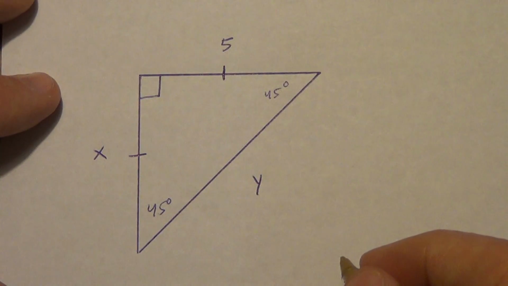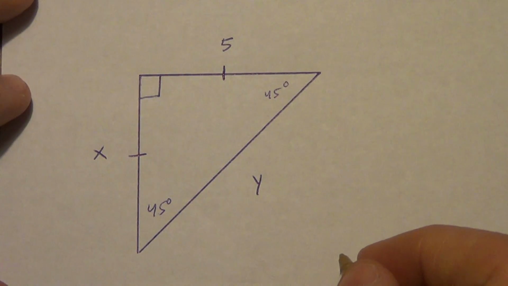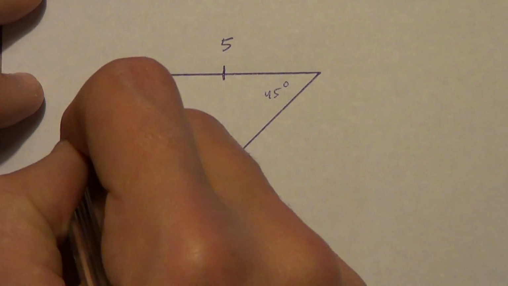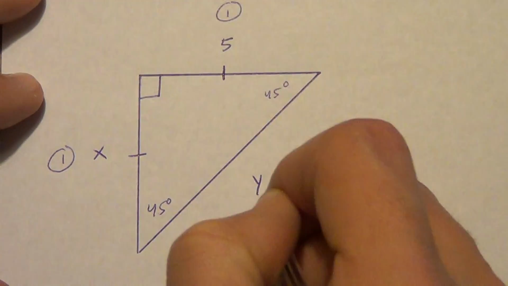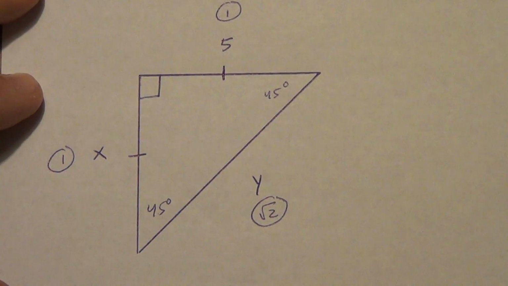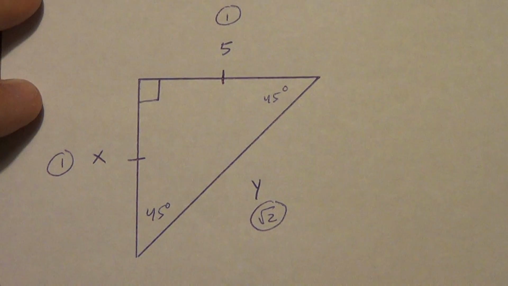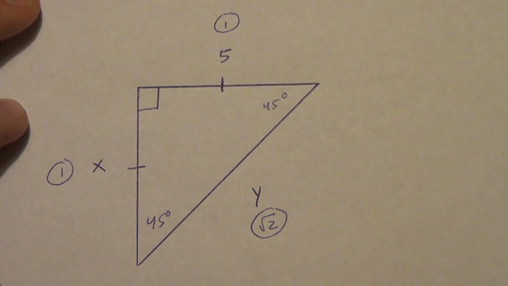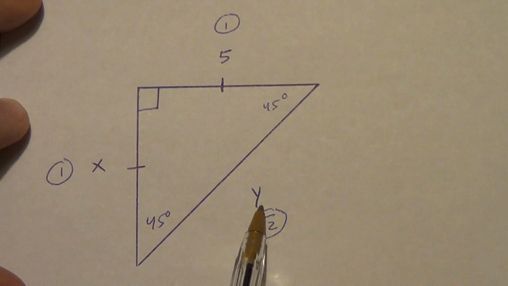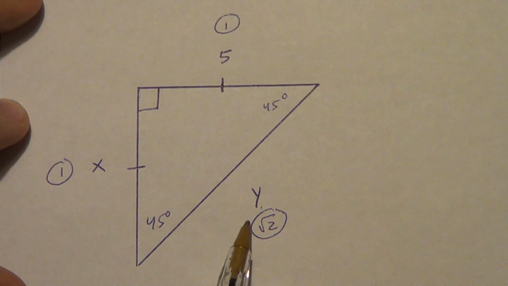Alright, now remember 45-45-90 triangles have a 1, a 1, and a root 2. So I'm going to put a 1 and a 1 and a root 2. That's why I always circled them before. I talked about that in the previous video. This is why I do it. This tells me that 5 and x and y are the actual lengths of this triangle. 1 and 1 and root 2 are my proportions, my ratios.